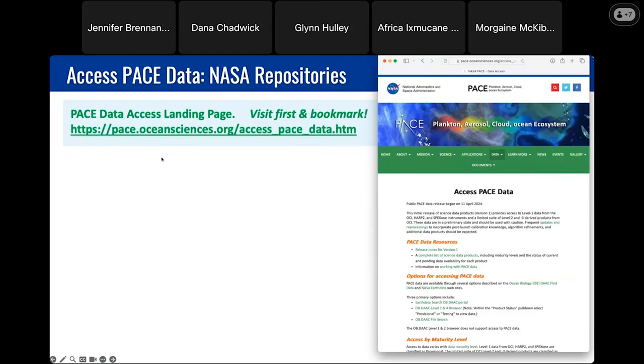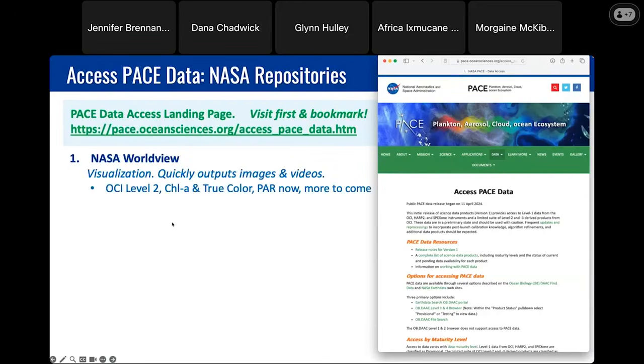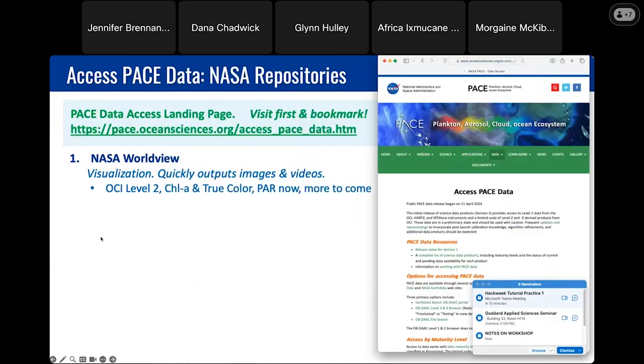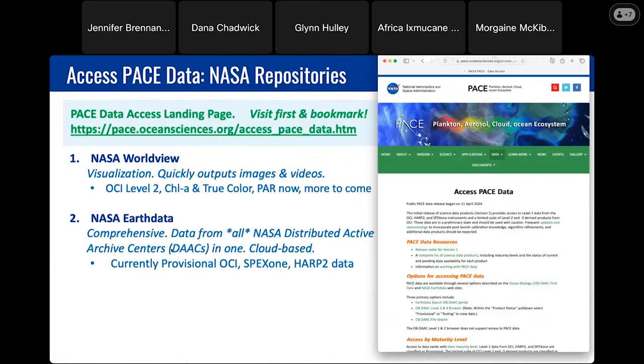Also, if you want to access PACE data, there's 3 places that you want to go. They are listed on this page, but I'm going to talk about each one a little bit right now. NASA Worldview is a really great tool for visualization. You're not going to get data numbers from this one, but it's a really great point and click way to look at what coverage in your area looks like with the PACE data. Right now, we only provide chlorophyll A, true color reflectance, and photosynthetically available radiation, which is a water product. And we do have more products to come on Worldview, but right now it's just those 3.